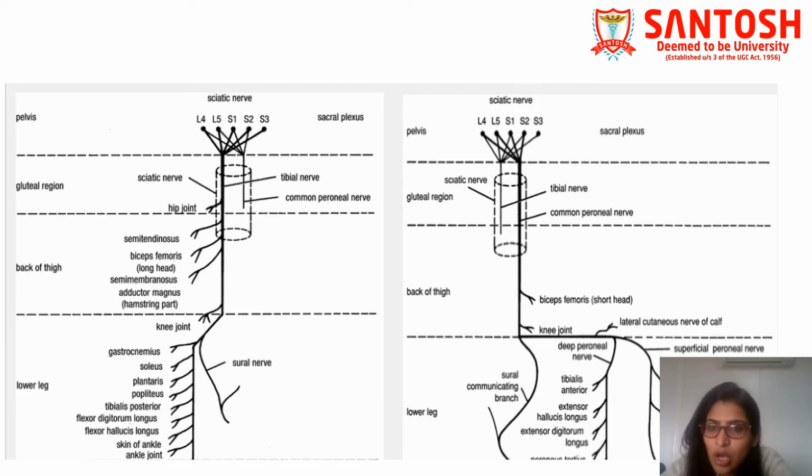If we talk about the common peroneal nerve, in the gluteal region it has no branches. In the back of the thigh it supplies the short head of biceps femoris; the long head was supplied by the tibial nerve. It gives a twig to the knee joint, and another branch is the lateral cutaneous nerve of the calf. In the lower leg, it gives the sural communicating branch, which joins the branch of the tibial nerve to form the sural nerve, and the other branches are given to the lower leg muscles.